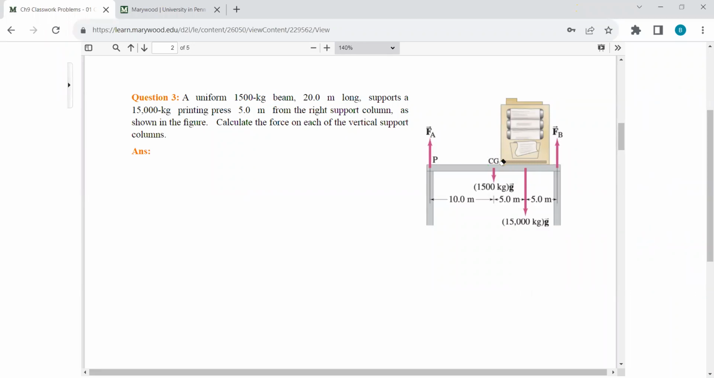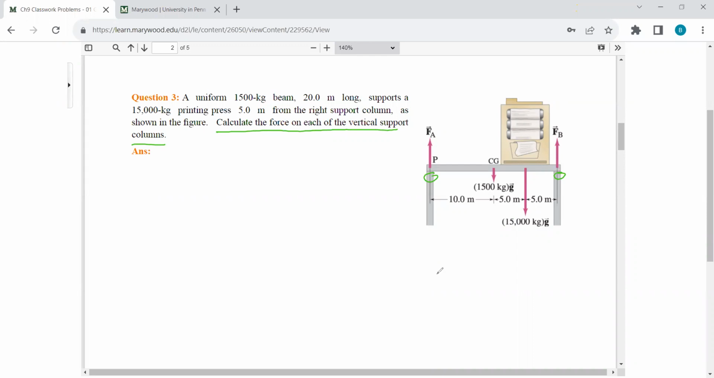So CG means basically the center of mass, although its name is center of gravity. This is the first thing you need to understand. The next thing you need to understand is what force we are going to calculate. The question asks us to calculate the force on each of the vertical support columns, basically the force that is acting on this column.